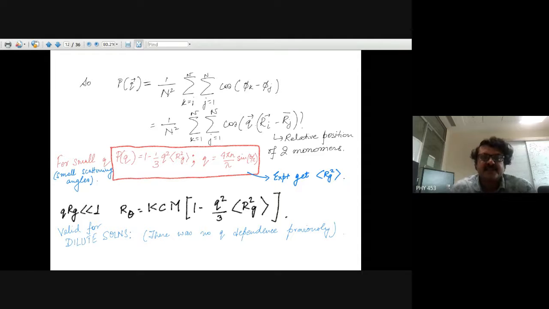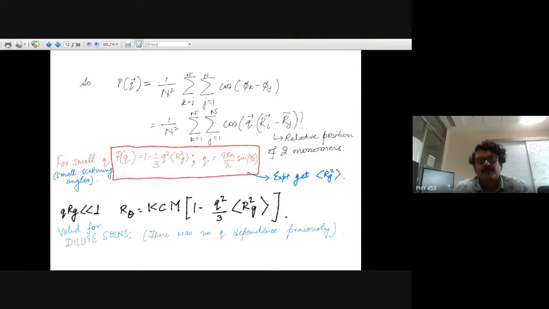And this in turn, and I've not shown you the derivation, the derivation is there in Rubinstein. For small values of q, for small deviations in the angle, small scattering angles, can be shown as, finally, 1 minus 1 by 3 q square Rg square expectation value, where q itself is 4 pi n by lambda sine theta by 2, right?